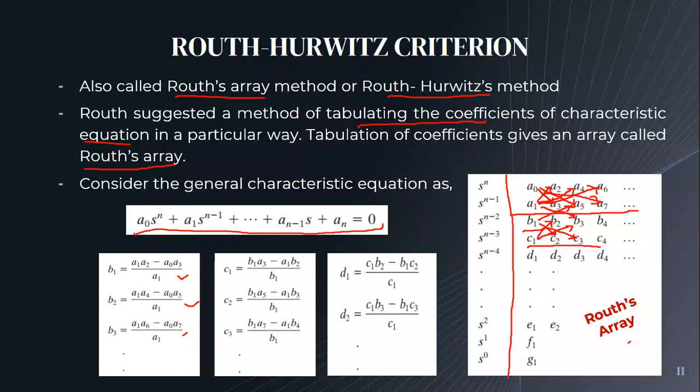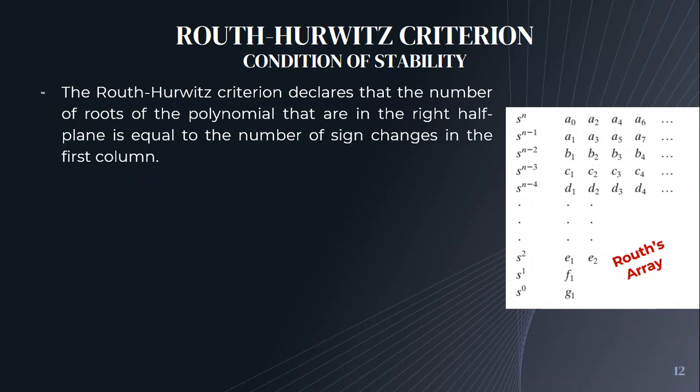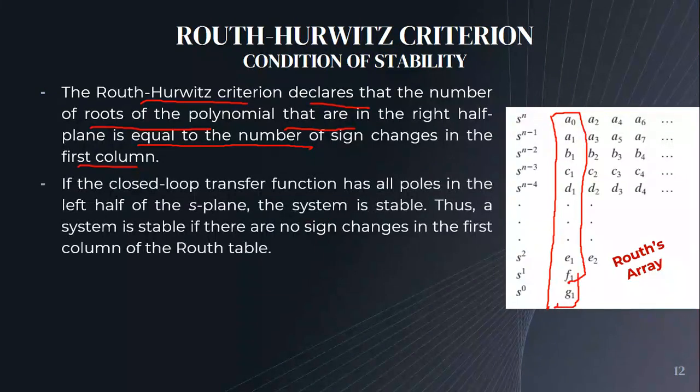If I talk about generalized coefficients, this looks like a cumbersome process, but let's try to solve it with the help of an example. Before we move to the example, let us understand how we determine the stability of the system. The Routh-Hurwitz criteria declares that the number of roots of the polynomial that are in the right half plane is equal to the number of sign changes in the first column. So I have to look at the sign changes in this particular column to determine the number of poles in the right half plane. So the number of sign changes is what we have to look for.